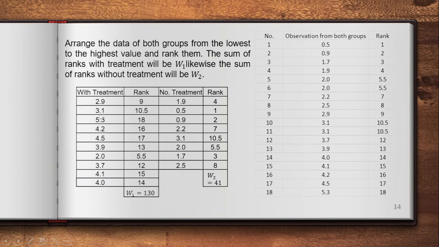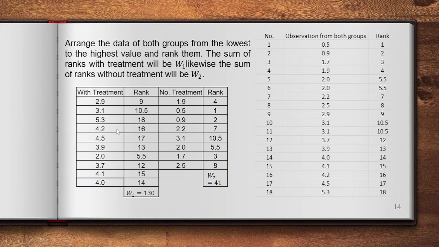So, pinag-rank po natin yung with treatment. The rank of 2.9 treatment, we have 9 in rank. So, 3.1, 10.5, to 5.3, nakarank po siya sa 18. So, in this table po, we have another table. Ito po, kung paano po i-ranking, with treatment and no treatment.